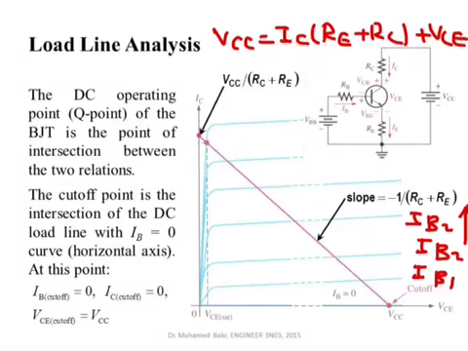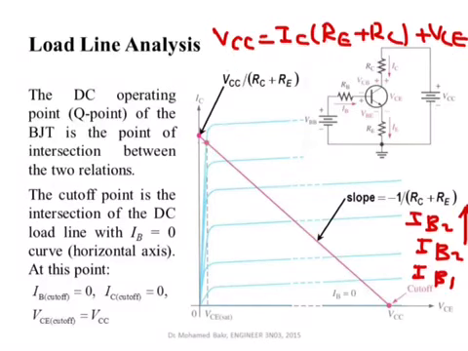If you make I collector equal to 0, you get VCC. So this gives you this point here on your graph. If you make VCE equal to 0, you get I collector equal to VCC over RE plus RC. So this is this point here on the y-axis, and your operating point can be really anywhere in between these two points, because I collector and VCE have to satisfy the equation of this line here.